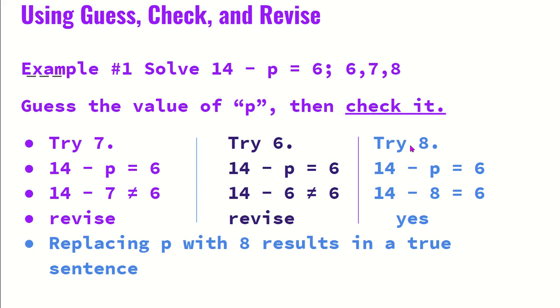So we're going to try 8. We're going to replace p with 8. 14 minus 8 is 6. Well, yep, 6 equals 6. So yes, p equals 8. That results in a true sentence.